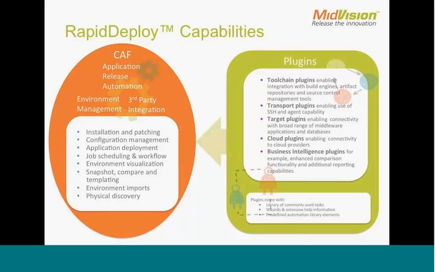So we have toolchain plugins which enable us to integrate with source control manager tools, build engines, and artifact repositories. So it's mainly used by developers to maintain their code. The transport plugins enable us to connect the server to the targets. Currently we have SSH and remote agent. The target plugins contain several middleware products and software. So we support a lot of big vendors like IBM, Microsoft, Oracle, Red Hat, and many more.